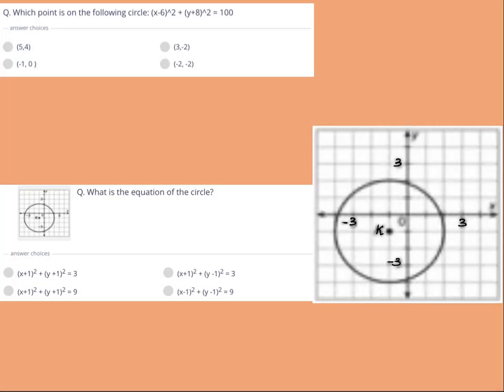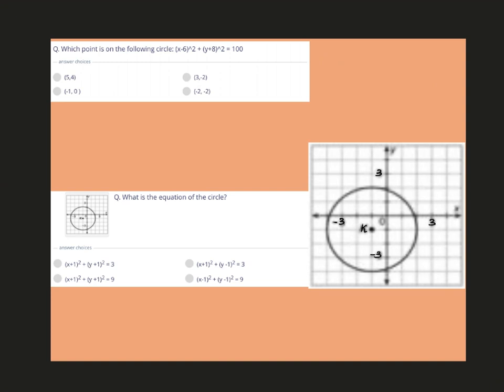Moving on. Now last two questions. Again we have to check for the point on the circle. So if I use the equation, (5 minus 6) squared plus (4 plus 8) squared equals 100. Clearly this is 12. 12 squared is 144. So this can't be the case. It can't be 5 comma 4. You can simplify this further if you want, but it's very obvious. 4 plus 8 is 12. 12 squared will be bigger than 100. So it's not going to satisfy the equation.